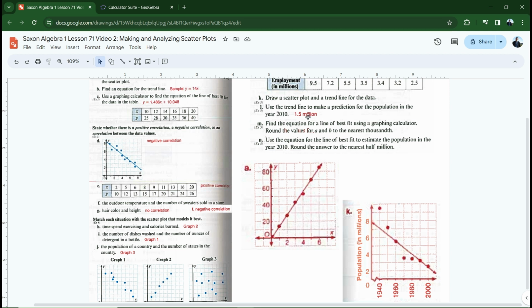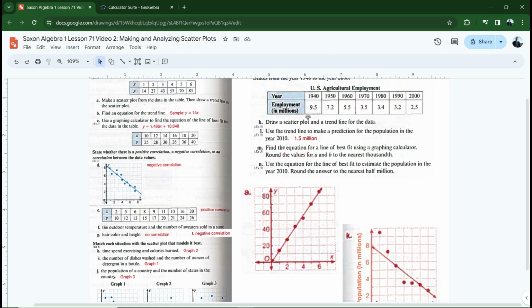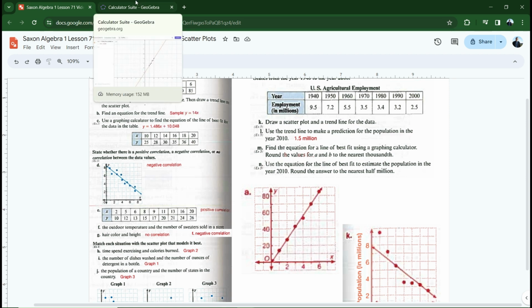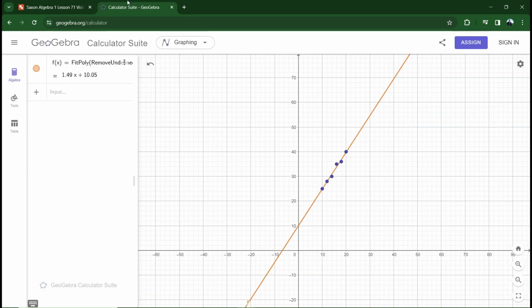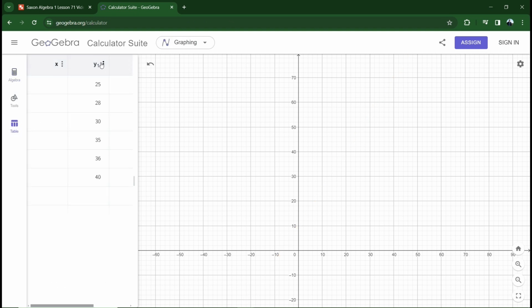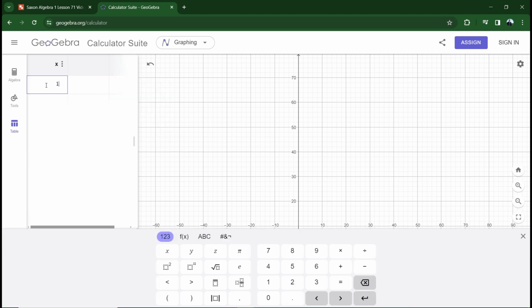Find the equation for a line of best fit using a graphing calculator. It says to the nearest thousandth. I can do that in GeoGebra. Okay, so what I'm going to do is plot my years. Notice it starts at 9. Actually, we're going to purge all of our current data. We start at 1940 and count up by 10: 1940, 1950, 1960, 1970, 1980, 1990, and I think we stop at 2000.